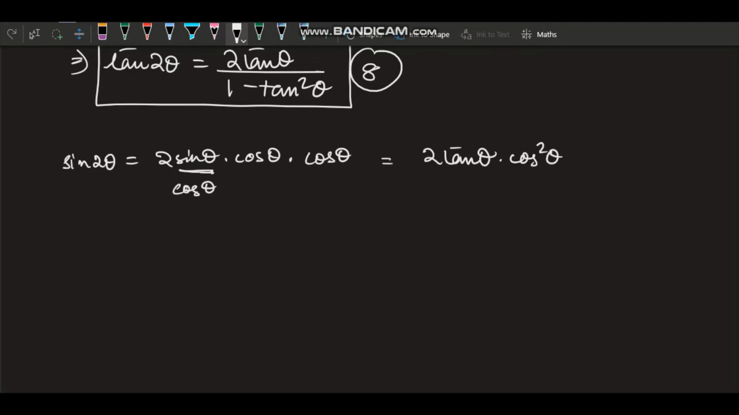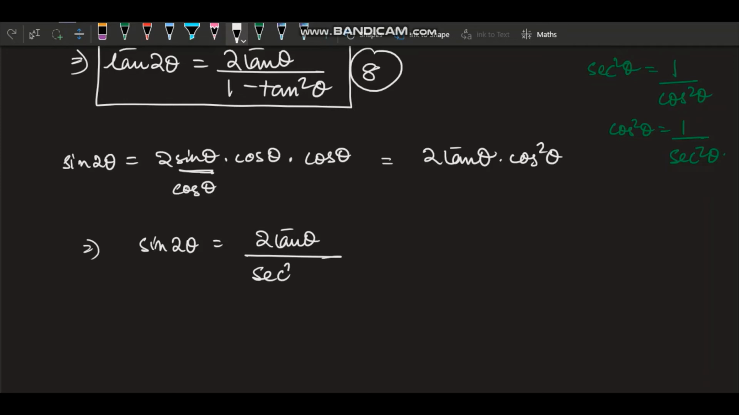What is the reciprocal of cos square theta? It is obviously sec square theta, right? Because we know that sec square theta is 1 by cos square theta, or we can write cos square theta as 1 by sec square theta. Okay, so we will write this as sine 2 theta equals 2 tan theta by sec square theta.